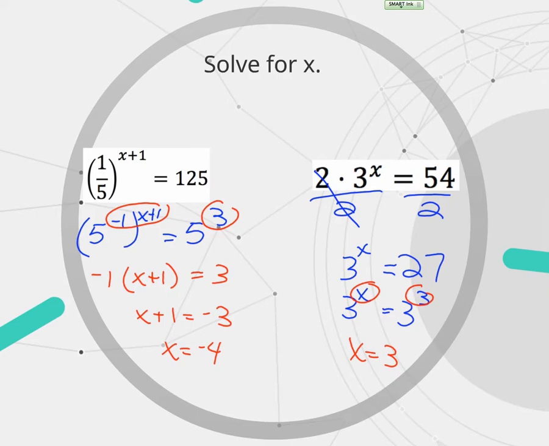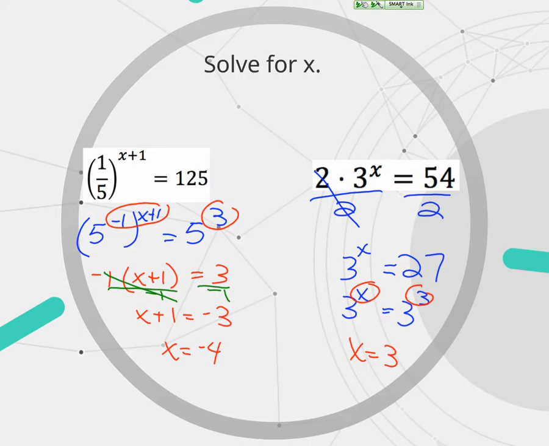Okay. Are there any questions about any of these examples? Shreya? For the first one, what did you do with the negative one that's outside? So you could distribute, but I divided by negative 1 to cancel that out, and that's how I got negative 3. But you could absolutely distribute. I just wanted to show you another way.